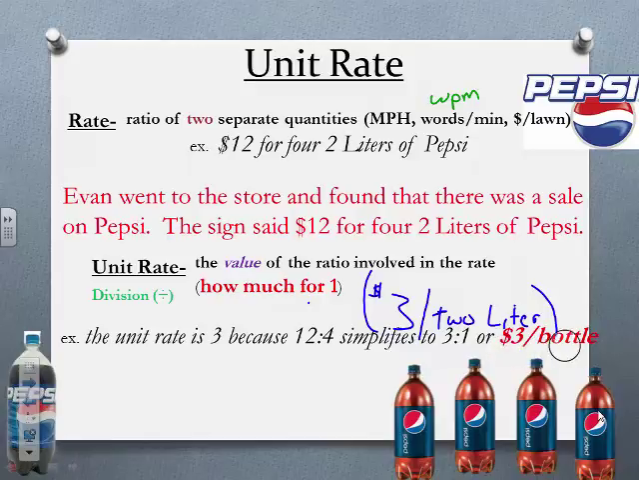Let's clear this out of the way so you can see it. Because 12 to 4, look at, I've written this in ratio form because it's a pretty easy problem. 12 to 4 simplifies to 3 to 1, or like we said, $3 per bottle. Up here I said $3 per 2-liter, $3 per bottle, whatever suits you. Either one works for me. $3 per bottle for the unit rate.